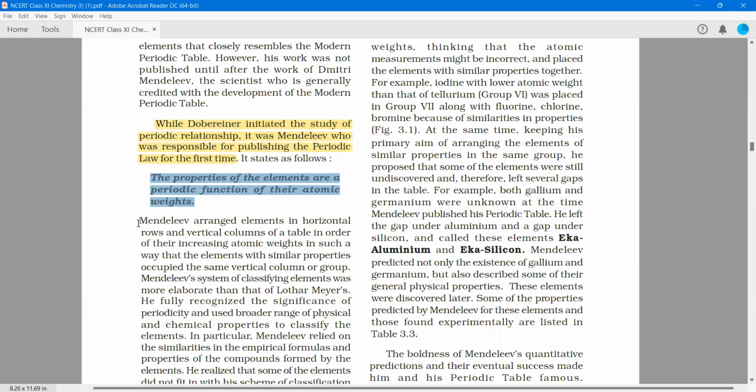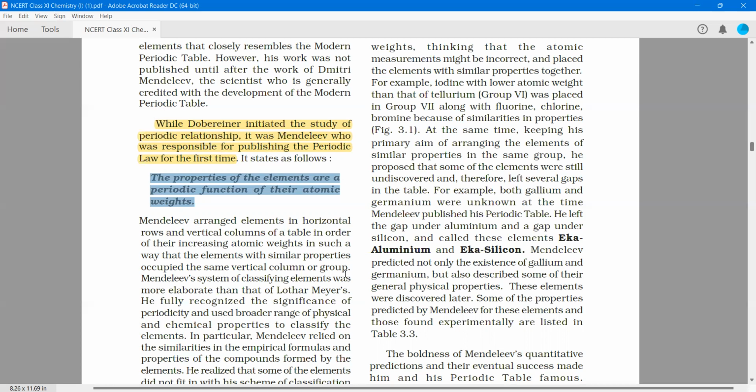So this was Mendeleev who gave the periodic law. Mendeleev arranged the elements in horizontal rows and vertical columns of the table in order of their increasing atomic weight in such a way that the elements with similar properties occupied the same vertical column or group. तो बेसिकली सारे एलिमेंट्स को इंक्रीजिंग एटॉमिक वेट में अरेंज कर दिया, कॉलम्स बनाया और रोज बनाया और इस तरीके से एलिमेंट्स को प्लेस किया कि उन सारे की फिजिकल प्रॉपर्टीज और केमिकल प्रॉपर्टीज सिमिलर हों.